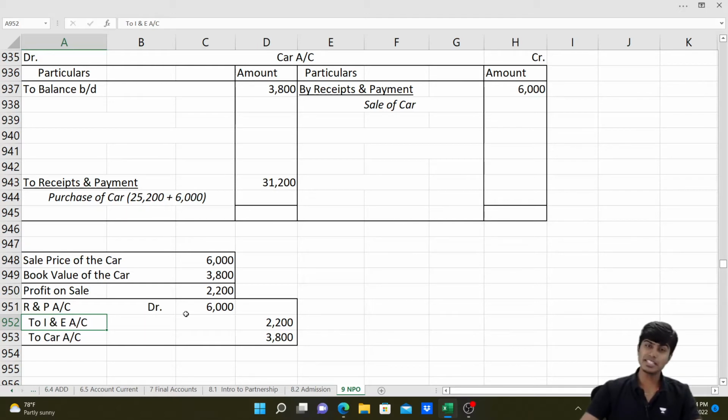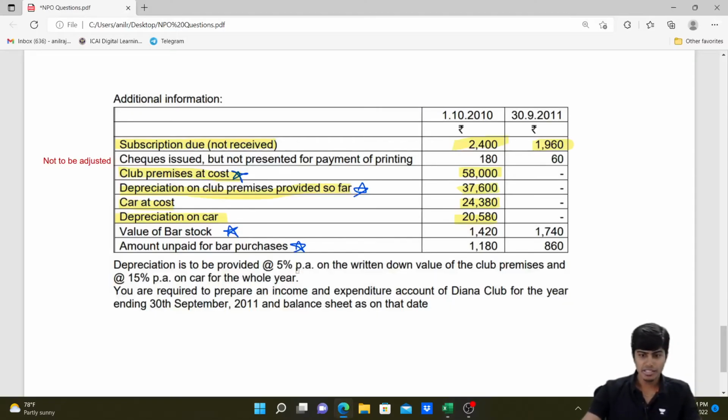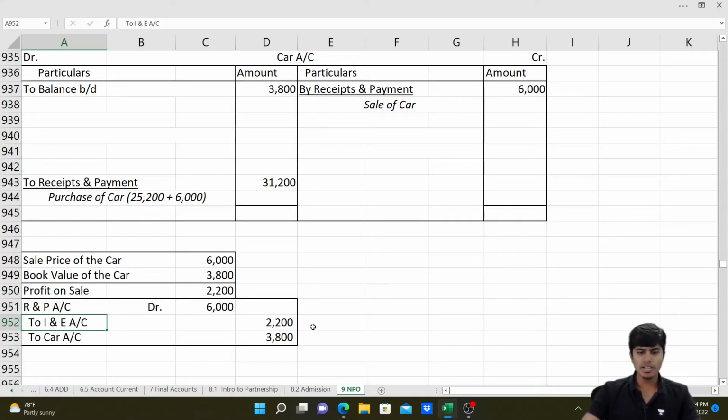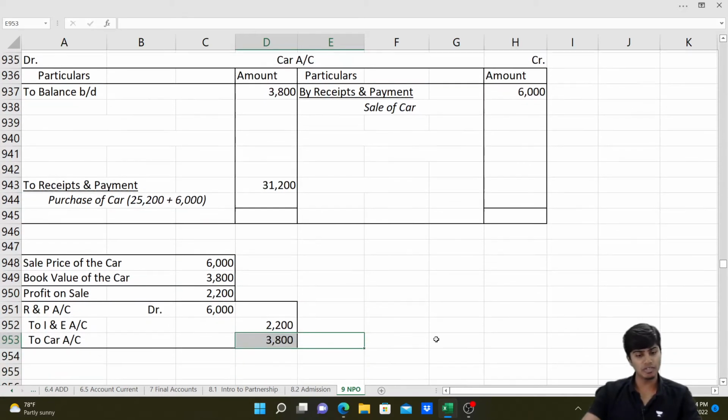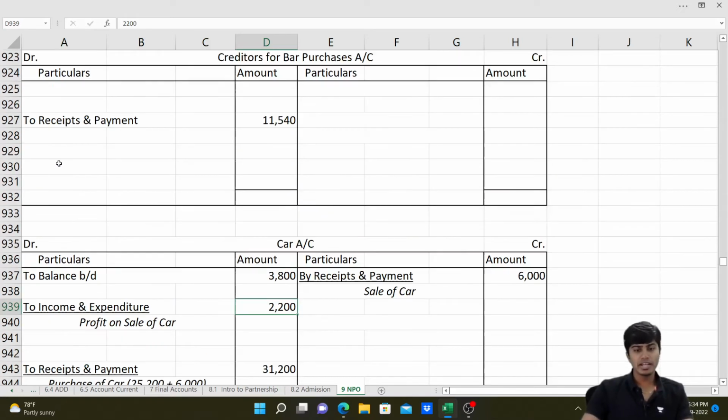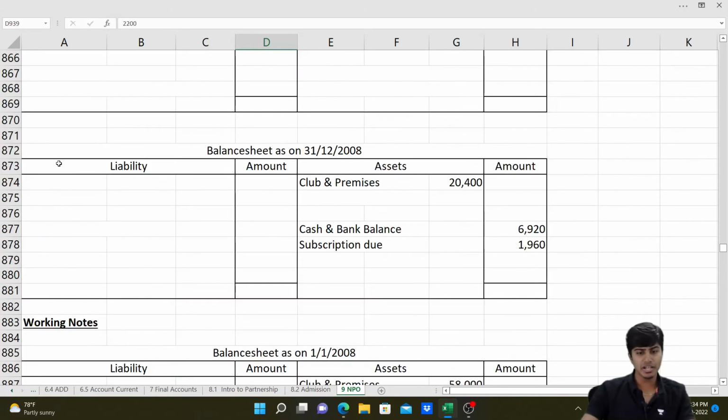So in receipts and payment 6,000 they've already debited. It's like receipt of 6,000 they've recorded by reducing the payment. They should have written 6,000 here and they should have written 31,200 here. Instead they wrote 25,200 as payment. That's fine. So now we'll write 2,200 as income, profit on sale, 3,800 as the decrease of the value of car. So in my car account, I've written 6,000 here. I would have to record profit on sale of the car. How much? 2,200. And this profit, I'll post it to my income and expenditure account.